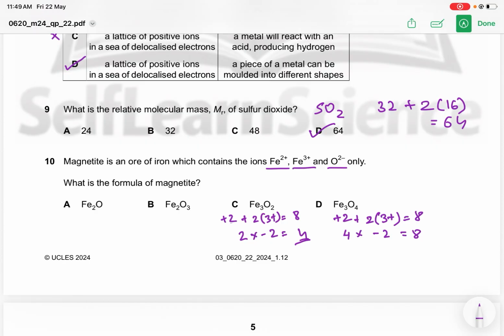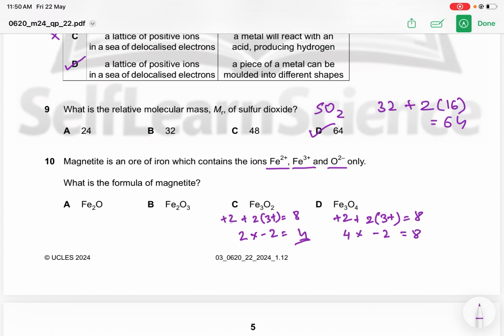Next, magnetite is an ore of iron which contains the ions Fe2+, Fe3+, and O2- only. What is the formula of magnetite? So here, the first option is Fe2O. Now, as they have told that magnetite contains Fe2+ and Fe3+ ions, but here, if you see, it is only Fe2O. Oxygen is only one atom.